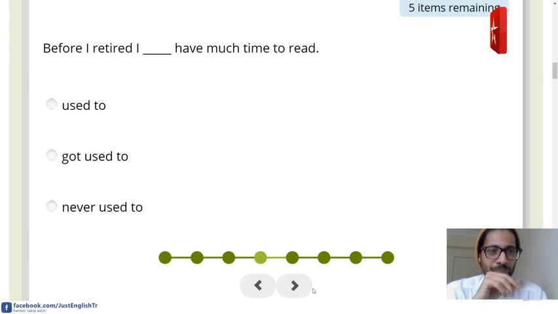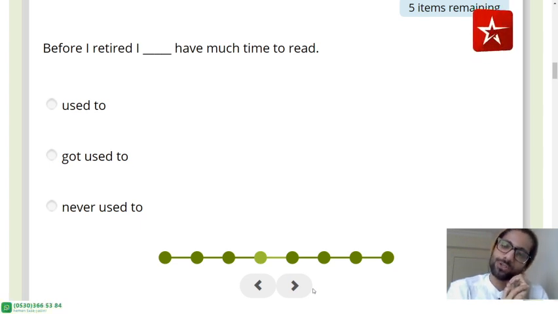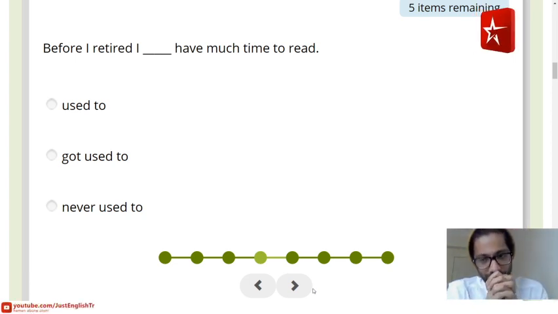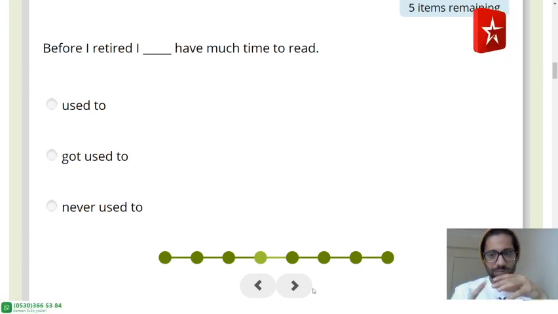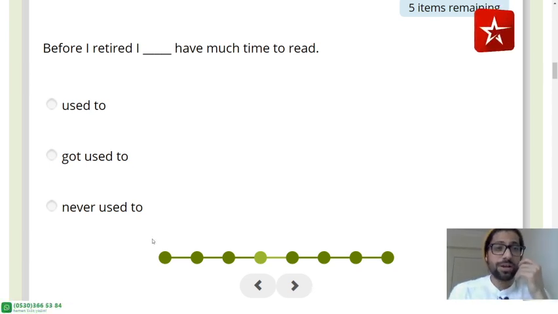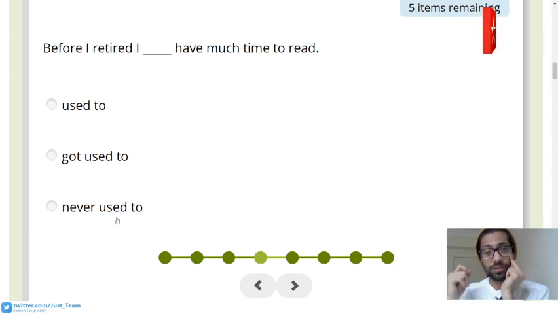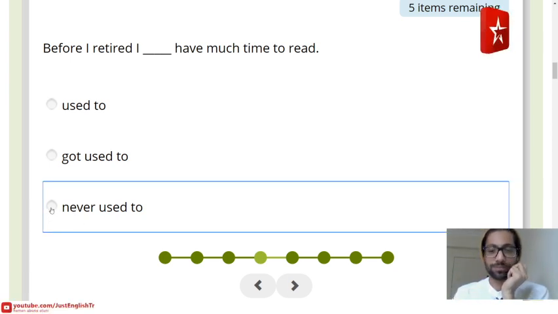Okay, let's go. Before I retired, I blank have much time to read. Something that you were doing in the past, but now you stopped it because you retired. Before I retired, I blank have much time to read. I never used to have time. Used to. Got used to. So you use used to plus infinitive.